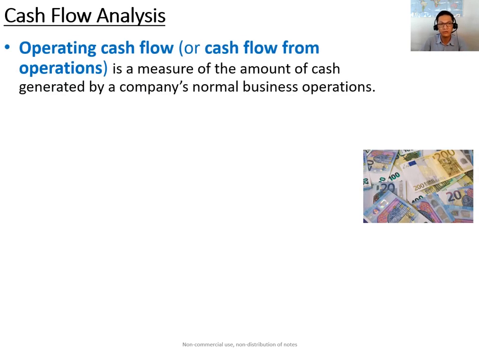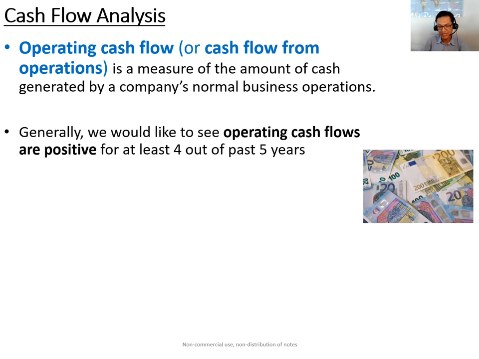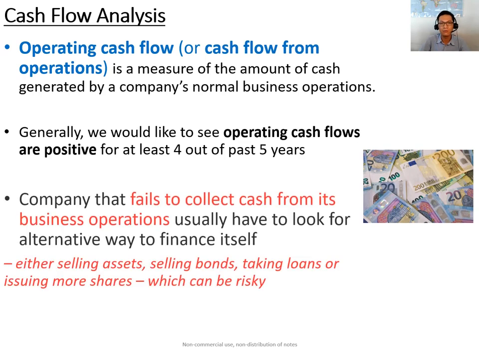Operating cash flow, or some say cash flow from operation, is the measure of the amount of cash a company can generate from their business operation. In general, we would like to see this number positive for most of the time, at least 4 out of the past 5 years. If the company continues to make negative operating cash flow, it is actually a very risky business because the company has to find a way to finance their operations, either by selling assets, taking loans, selling bonds, or issuing more shares.